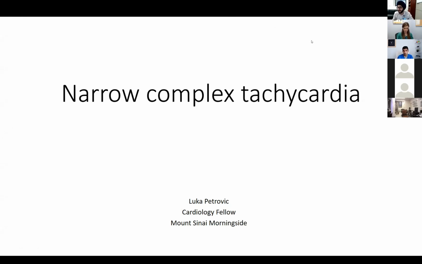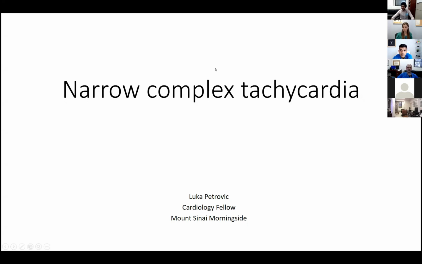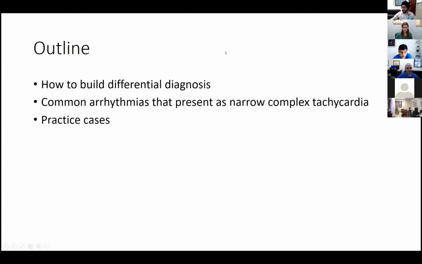So, narrow-complex tachycardias. Before we start, I really have to ask you to be interactive because it's really essential with the EKG lectures. Okay? All right. Good. So briefly, three main things that we want to achieve today with the lecture.